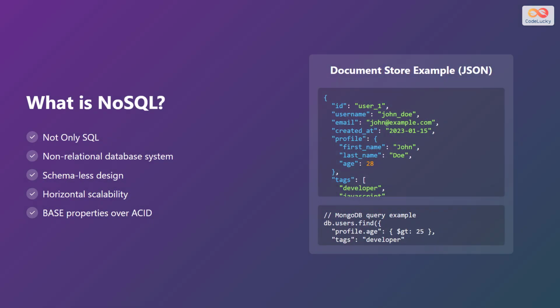NoSQL, which stands for not only SQL, represents non-relational database systems. These databases offer a schema-less design, granting flexibility in how data is stored. They are built for horizontal scalability, making them ideal for handling large data volumes. Instead of ACID properties, NoSQL databases often prioritize BASE properties, which stands for basically available, soft state, and eventually consistent.